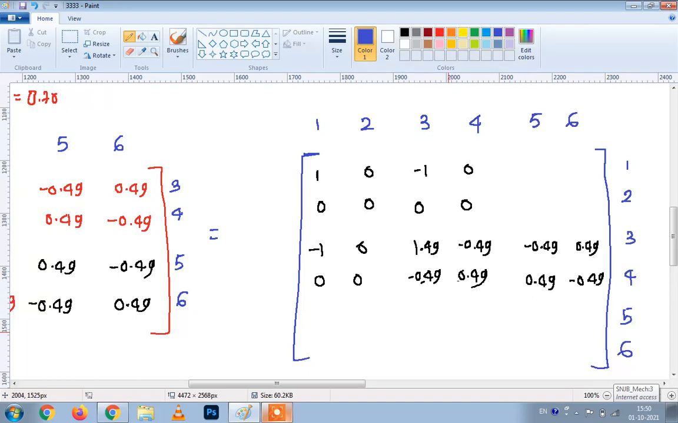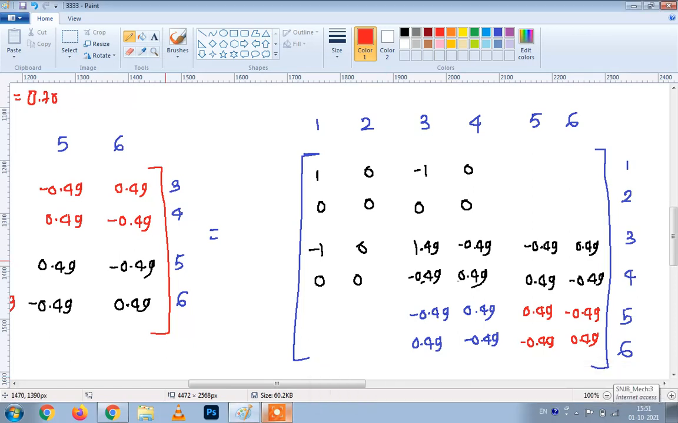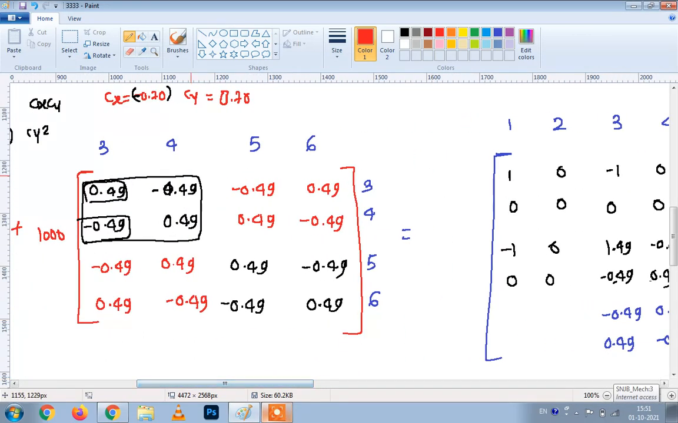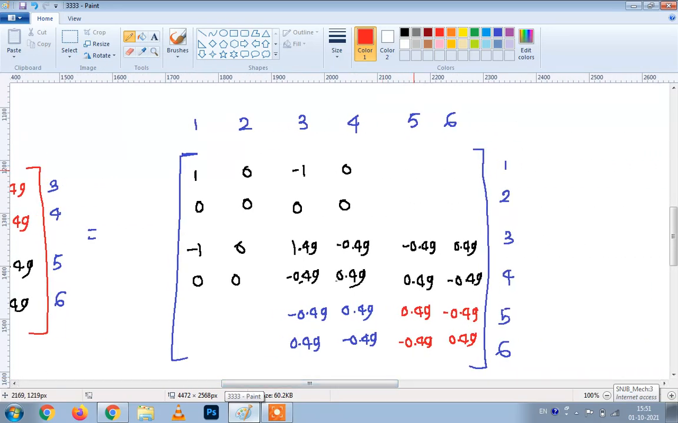So let's place these values. So in this way I have written this 3, 4, 5, 6 rows as well as columns here. We have done the addition. So whatever elements are pending, just fill them with 0.